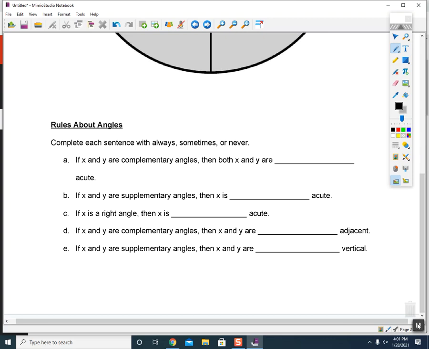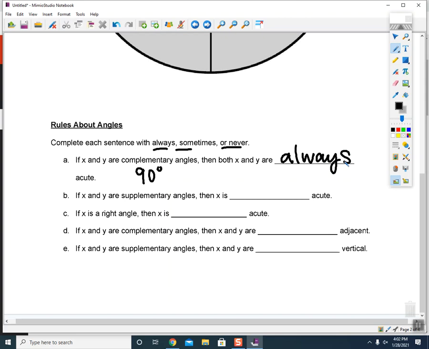All right, we need to complete each sentence with either always, sometimes, or never. If x and y are complementary angles, complementary, remember, means 90 degrees, then both x and y are blank acute. Acute means less than 90 degrees. So if x and y are complementary, they form a 90-degree angle, and they would always be acute. There's no way that they would not be acute.